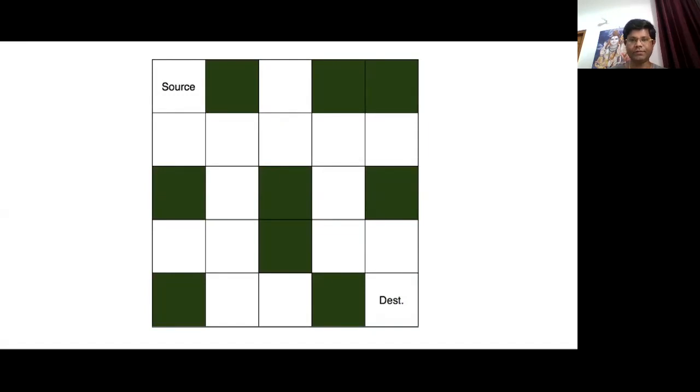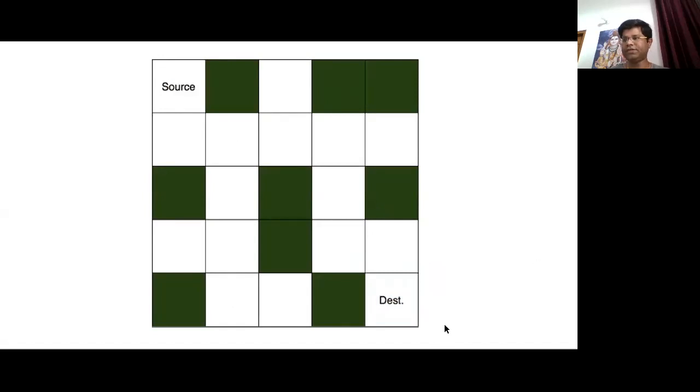So in the figure, you have been given various squares in the form of horizontal and vertical rows and columns. In the leftmost corner, you see source is written, and in the bottom right corner, destination is written. So what is the rat in maze problem? First, I am describing the contents of the problem. Then we will see how to solve it.